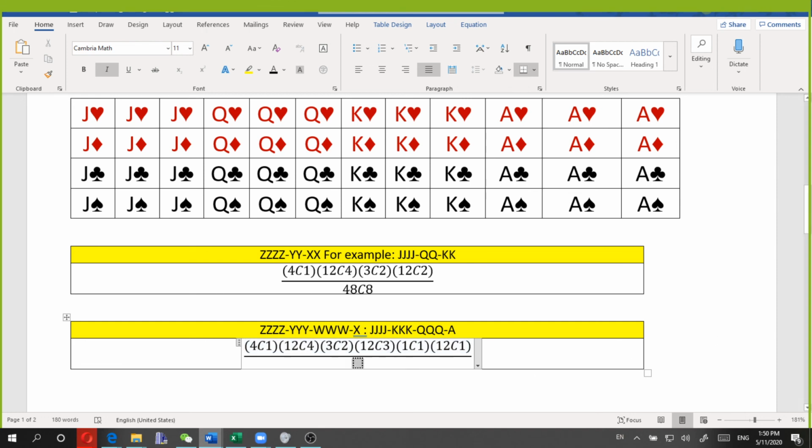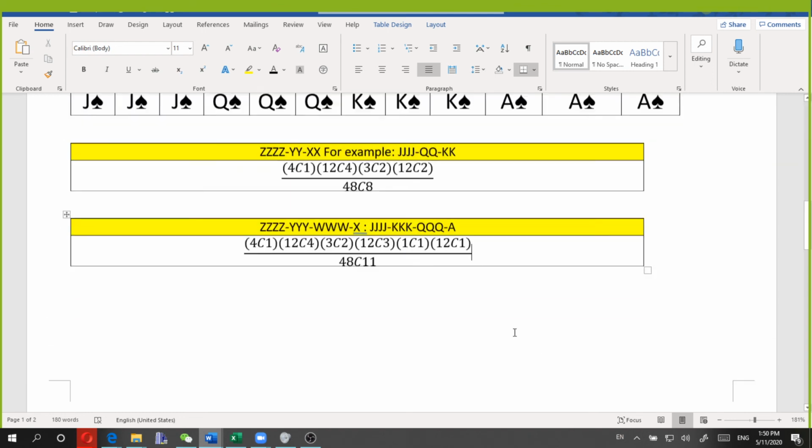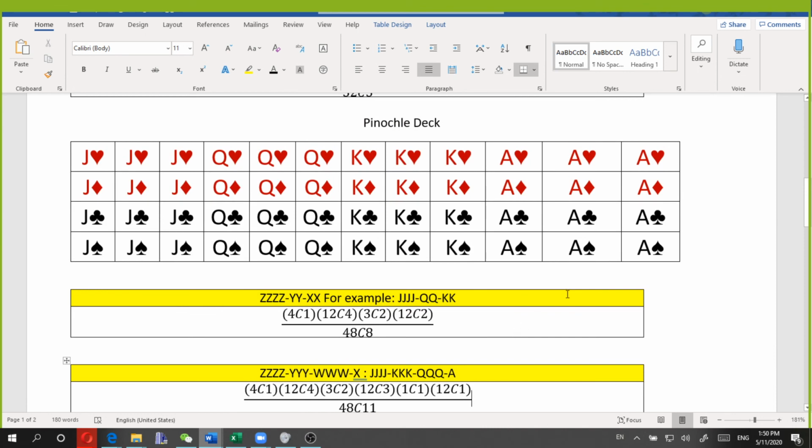Okay, there are 48 cards in the Pinnacle Deck. How many cards total did we pick out? 11. There we go. All right. Any questions on what we did for our poker probabilities?